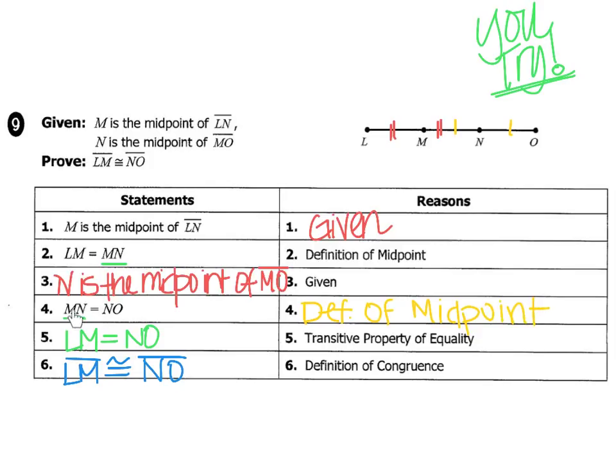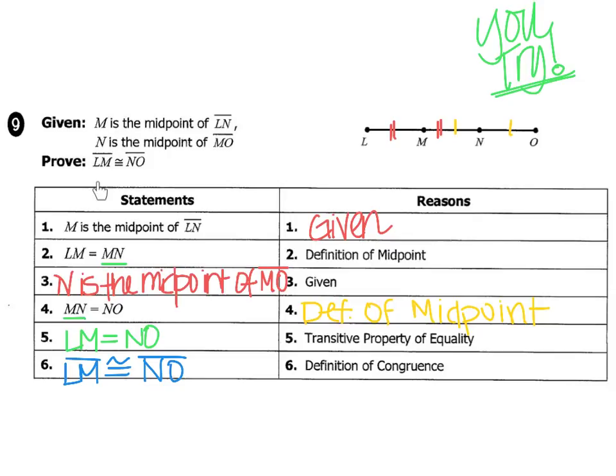Then we use our information, our statements that we've made, and we can identify that both of them equal MN. LM equals MN, and NO equals MN. If they equal the same thing, therefore, they're equal to each other. If A equals B, B equals C, then A equals C. This is the transitive property of equality. So that's why we can say that LM equals NO.